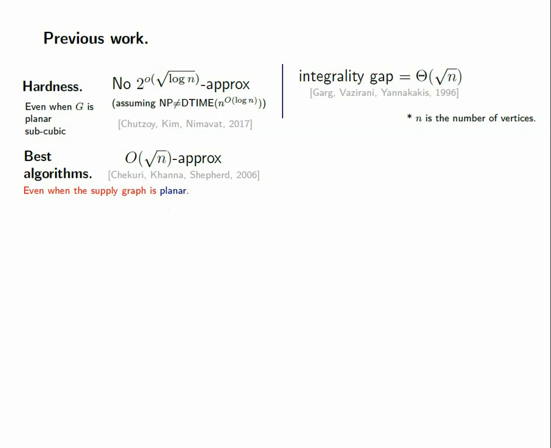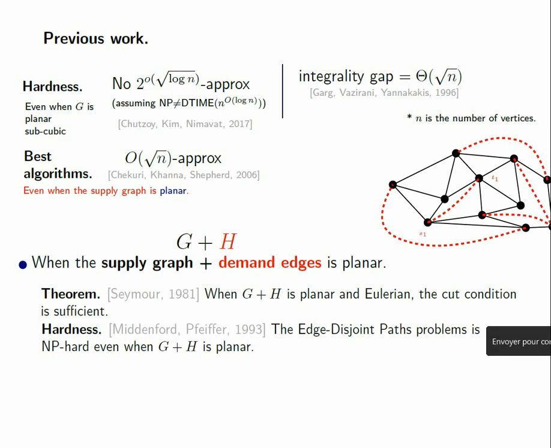A natural question came to us: can we obtain good approximation algorithms when the demand pairs are disposed in the supply graph in such a way that altogether supply graph plus demand edges form a planar graph? This setting where G plus H is planar has been investigated before, but as far as we know, never in the context of approximation.